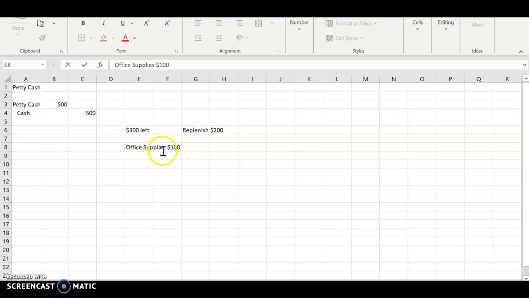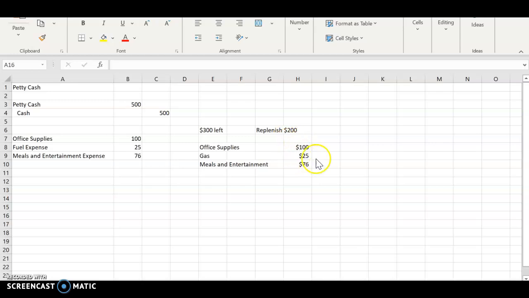Let's say that we have a receipt for office supplies for $100, gas for $25, and meals and entertainment for $76. So to record these expenses in the general journal, we would debit office supplies for $100 because we bought supplies. We would debit fuel expense for $25, and we would also debit meals and entertainment expense for $76.